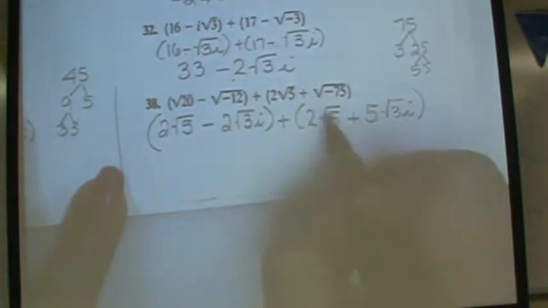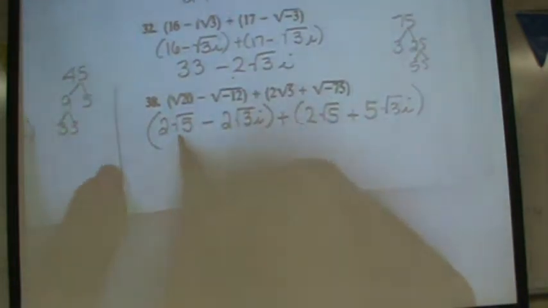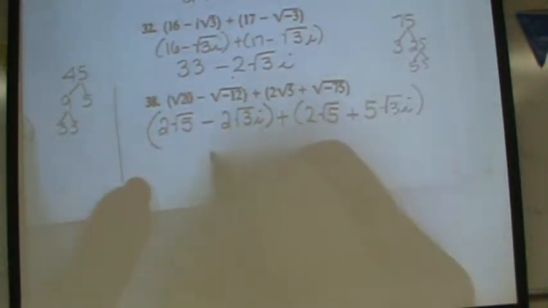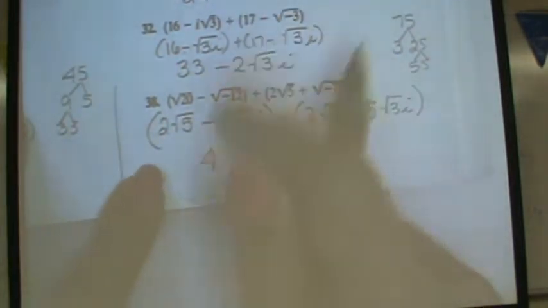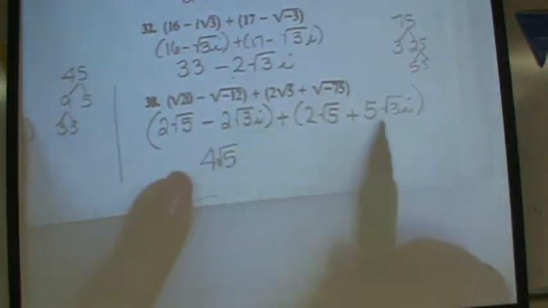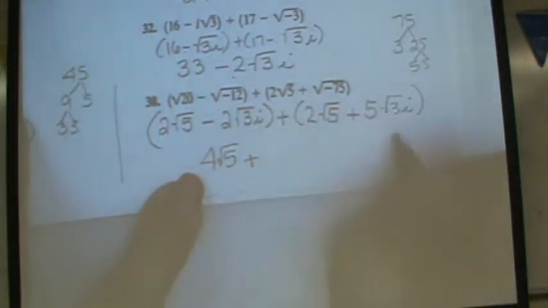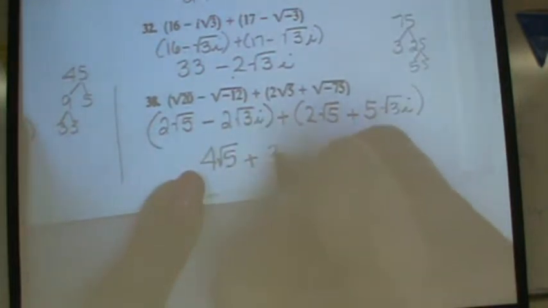So these two are alike. 2 root 5 plus 2 root 5 is 4 root 5. And these two are alike. You're going to add the 5 minus 2, which is 3 root 3i.